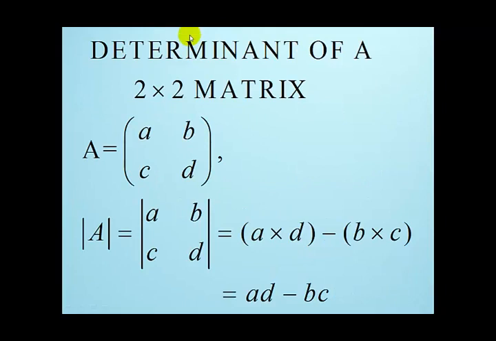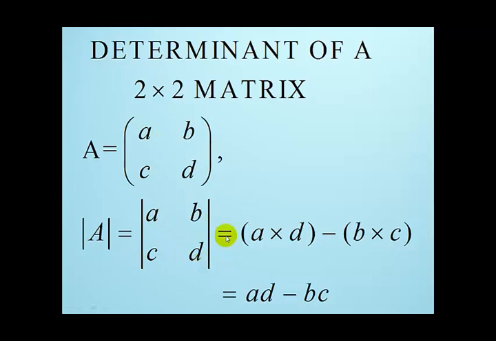Now let's look at how we can find the determinant of a 2 by 2 matrix. Let's consider the matrix A equals [a, b; c, d]. The determinant of A is written as shown. That's the magnitude symbol, which is what you use in representing determinants. So if A equals [a, b; c, d], then the determinant of A is the determinant of the elements a, b, c, d.